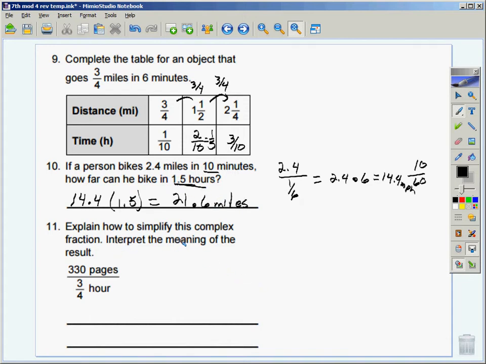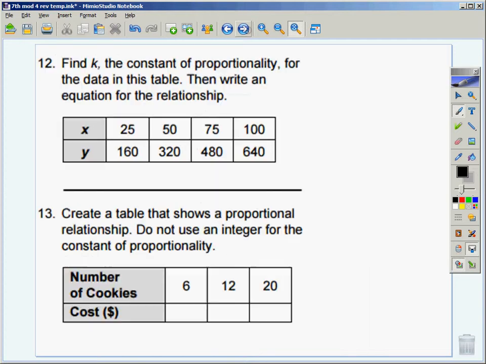Explain how to simplify the complex fraction. Keep, change, flip. 330 times 4/3. 3 goes into 330 110 times, and I would find out that this was 440. Interpret the meaning of the results. It means that I can read 440 pages in 1 hour.